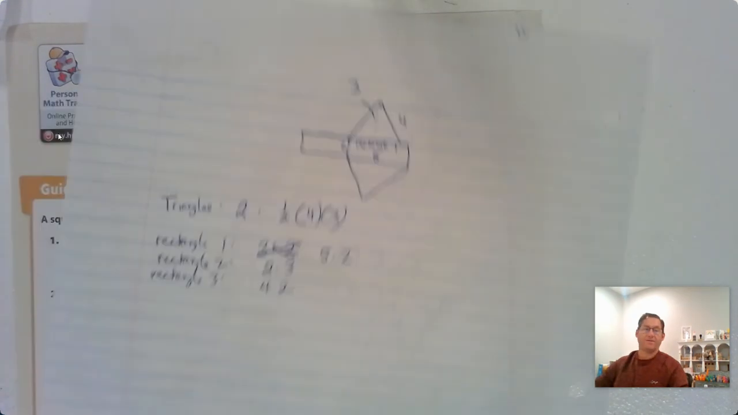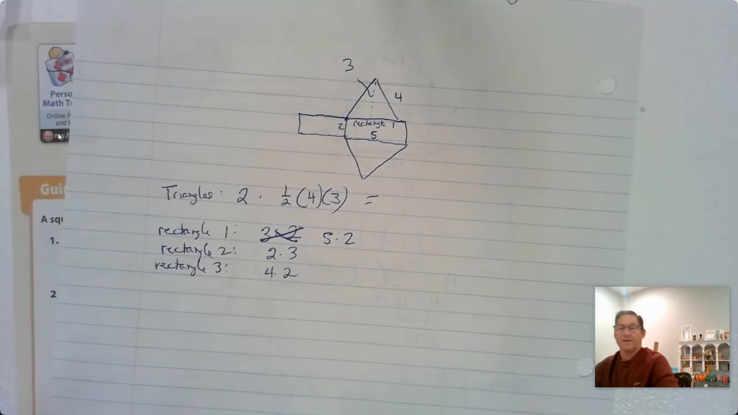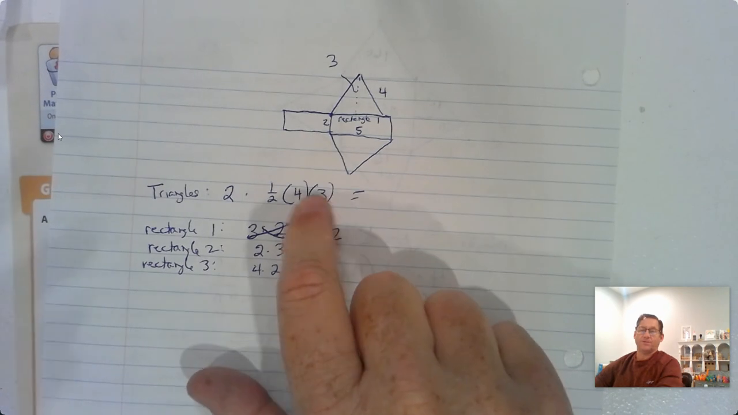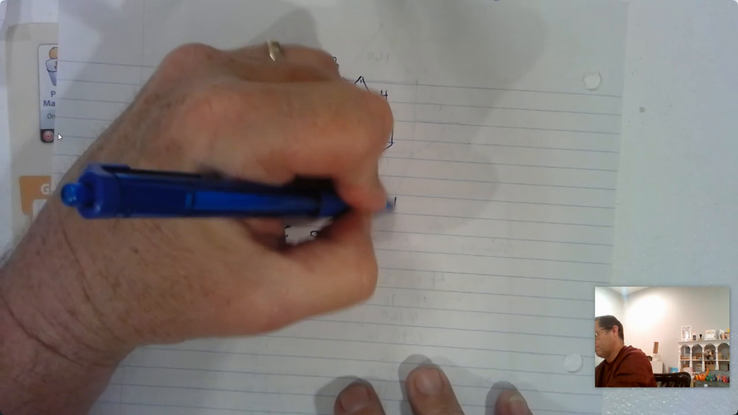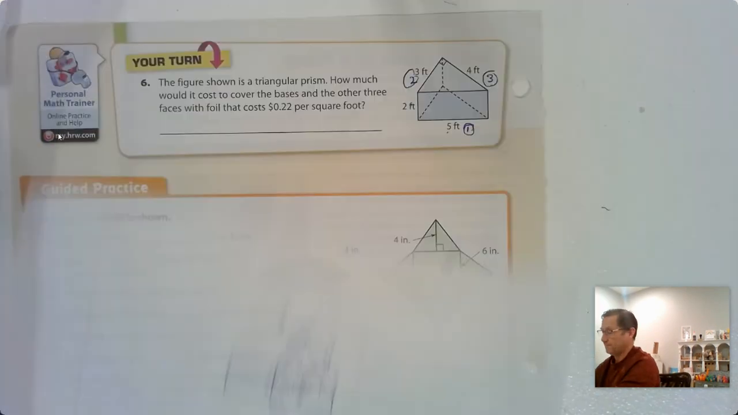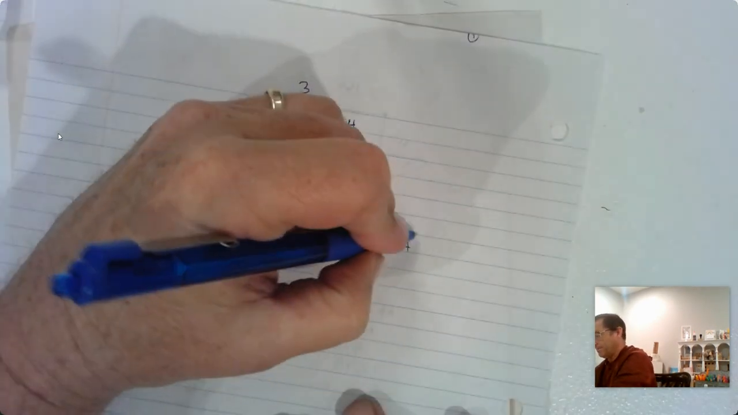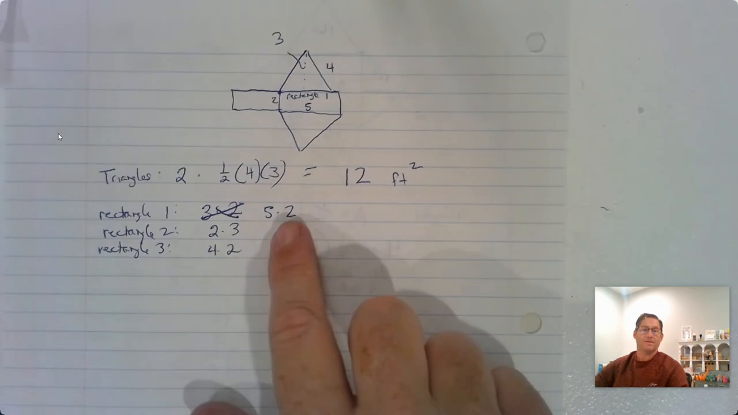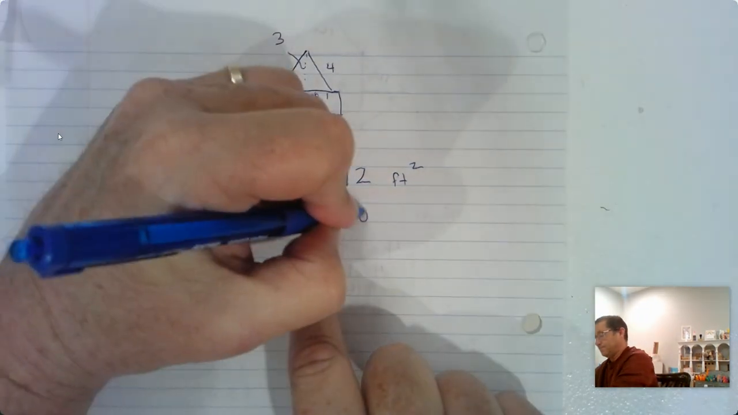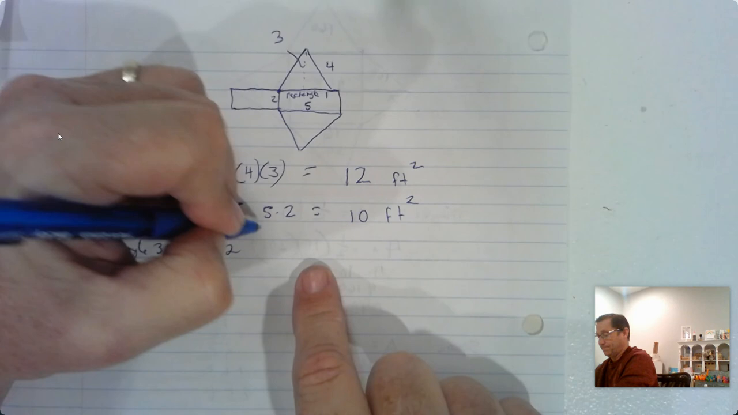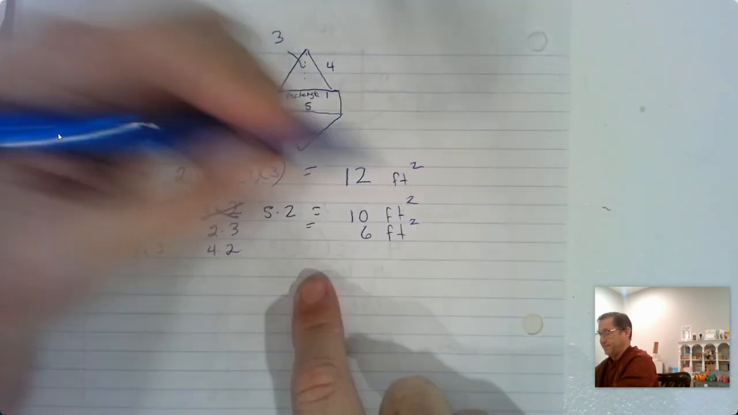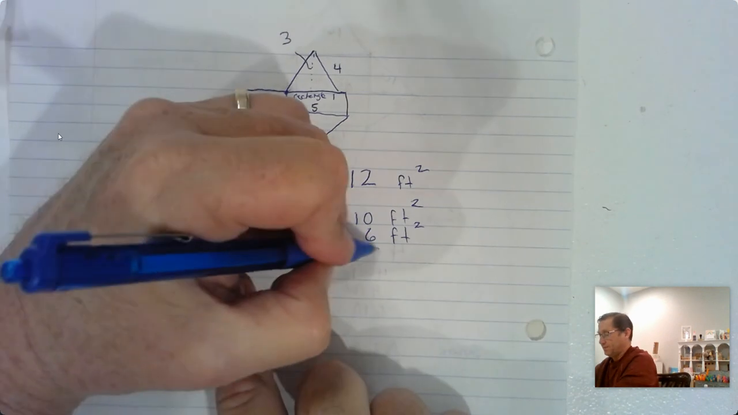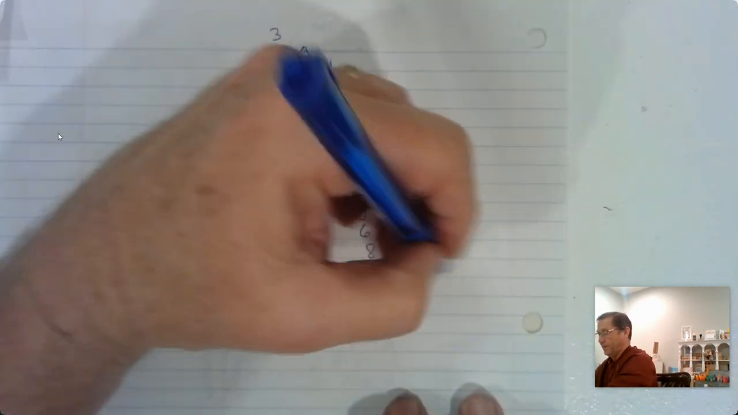All right, so now let's figure out surface area of these. So 1/2 of 4 is 2. 2 times 3 is 6. 6 times 2, 12 feet squared. 5 times 2, 10 feet squared. 2 times 3, 6 feet squared. 4 times 2, 8 feet squared.